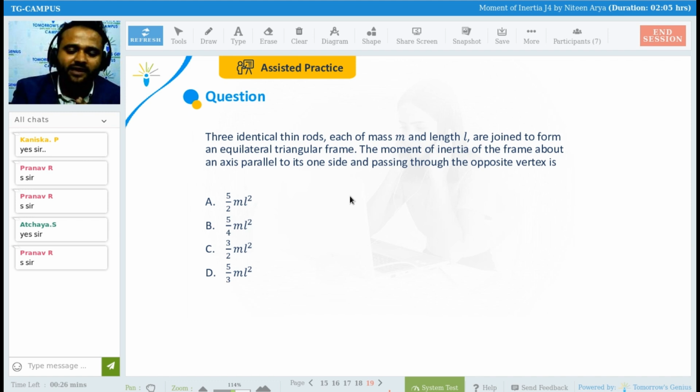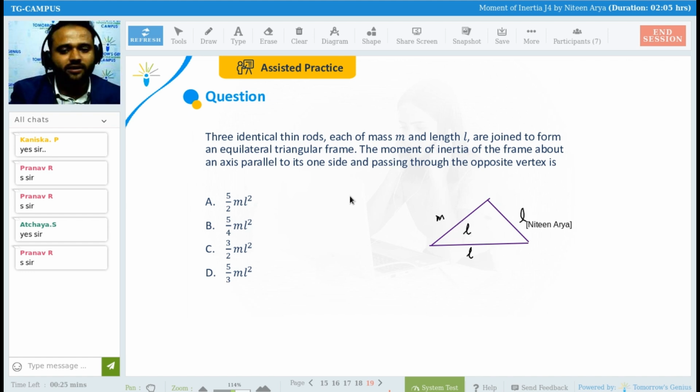First of all, tell me, is this clear to you, what it states? Three identical thin rods, each of mass m and length L, joined to form an equilateral triangle. Suppose this is length L, this is length L, and this is length L. Clear? All three have mass m, so it becomes an equilateral triangle. This is also m, this is also m.